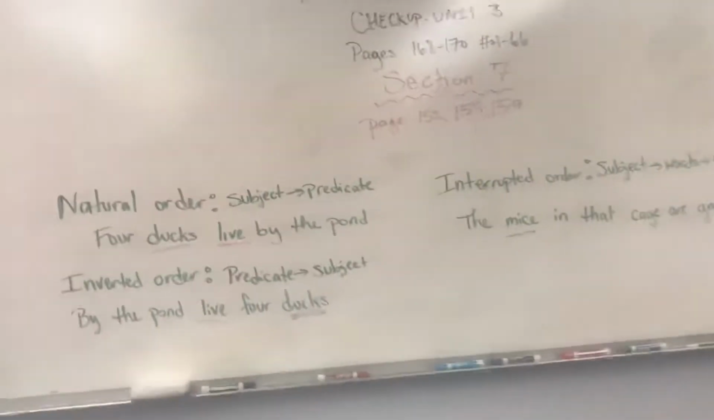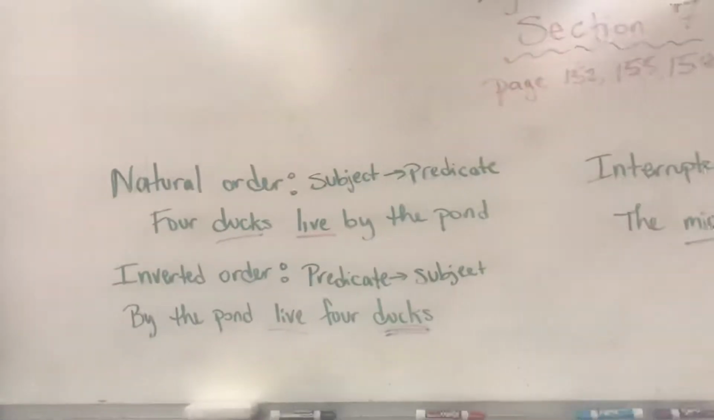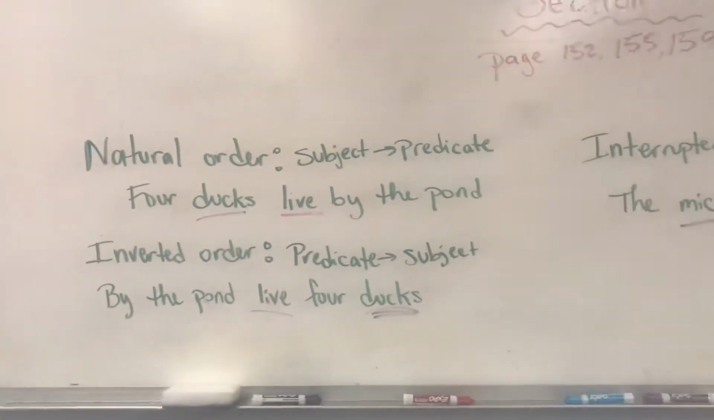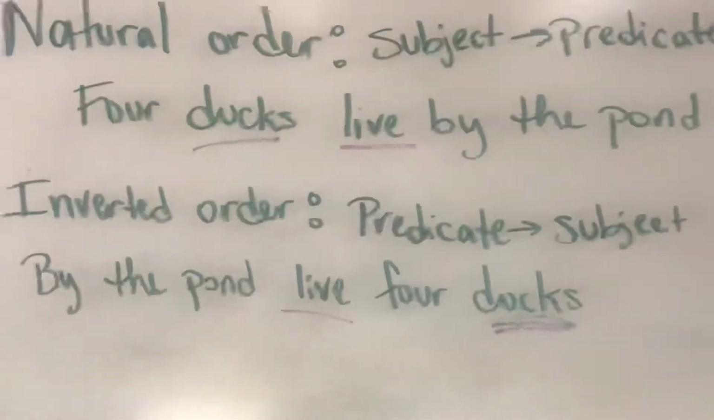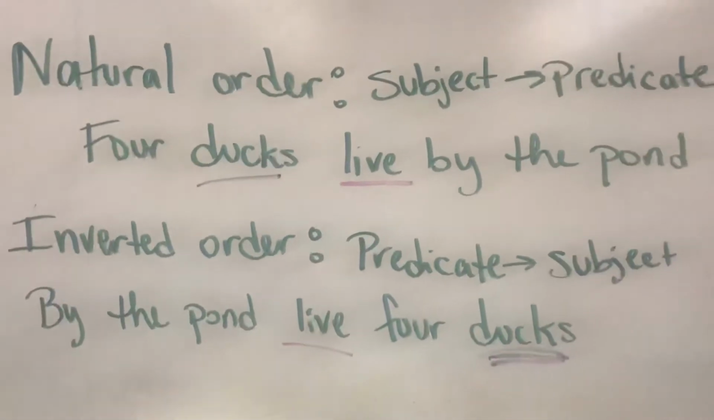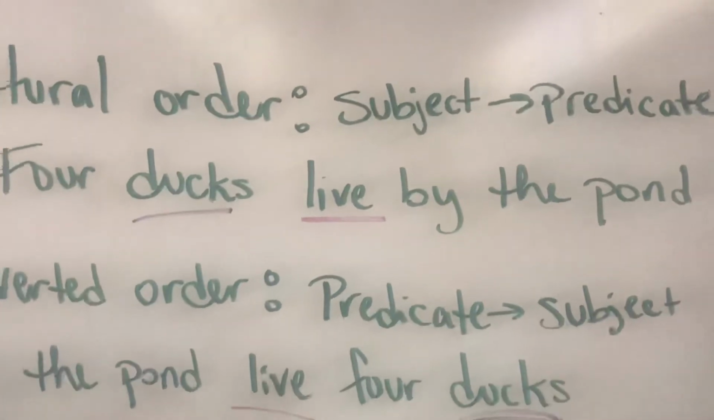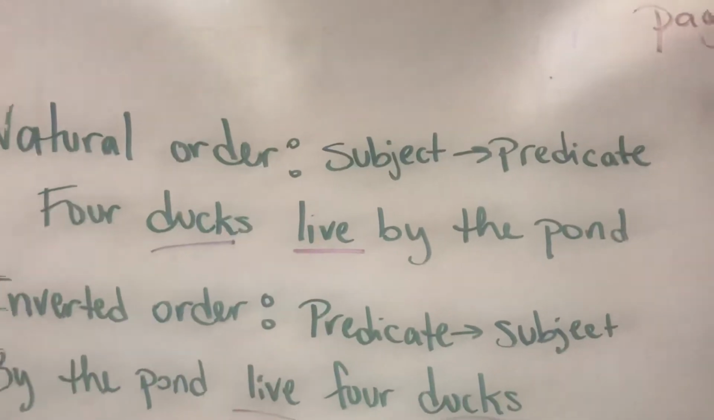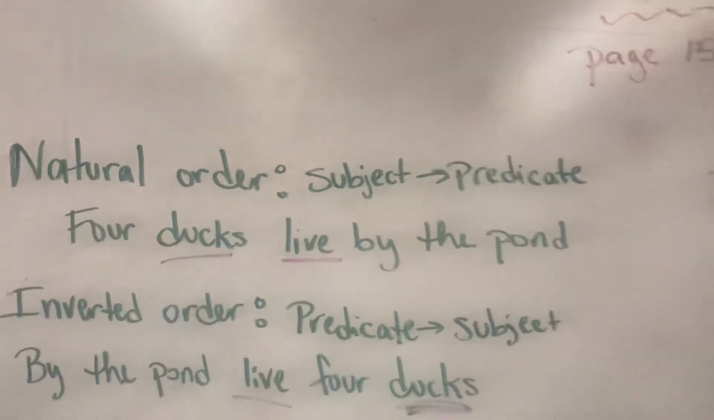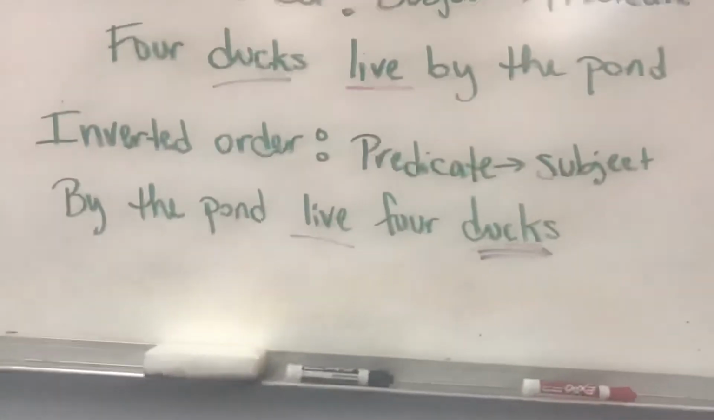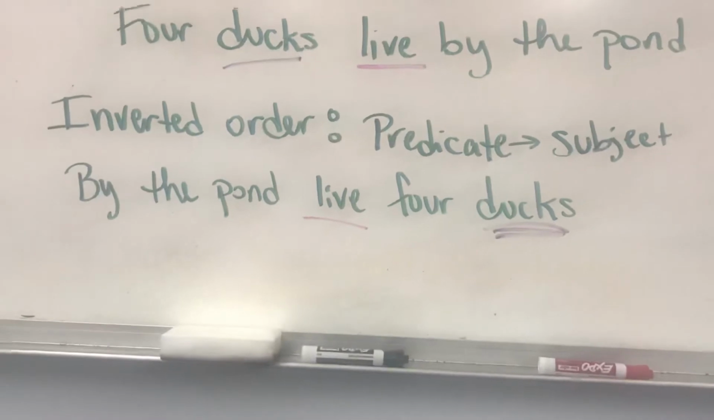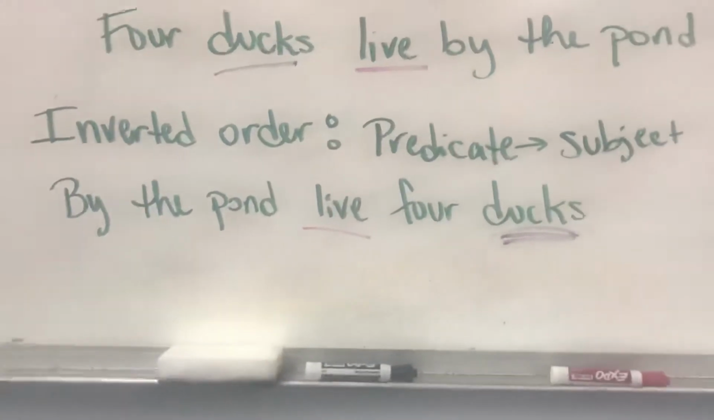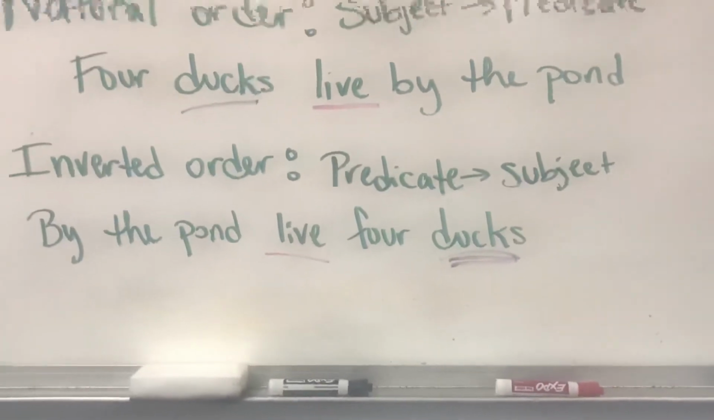So the definition of natural order sentence: the subject comes first and then the predicate. So 4 ducks, I don't know if you can see that, I have in purple the subject and then in pink the predicate, or what we call the verb. So 4 ducks live by the pond is what we naturally do when we're speaking. And then we have inverted order, where the predicate comes before the subject. So by the pond live 4 ducks.